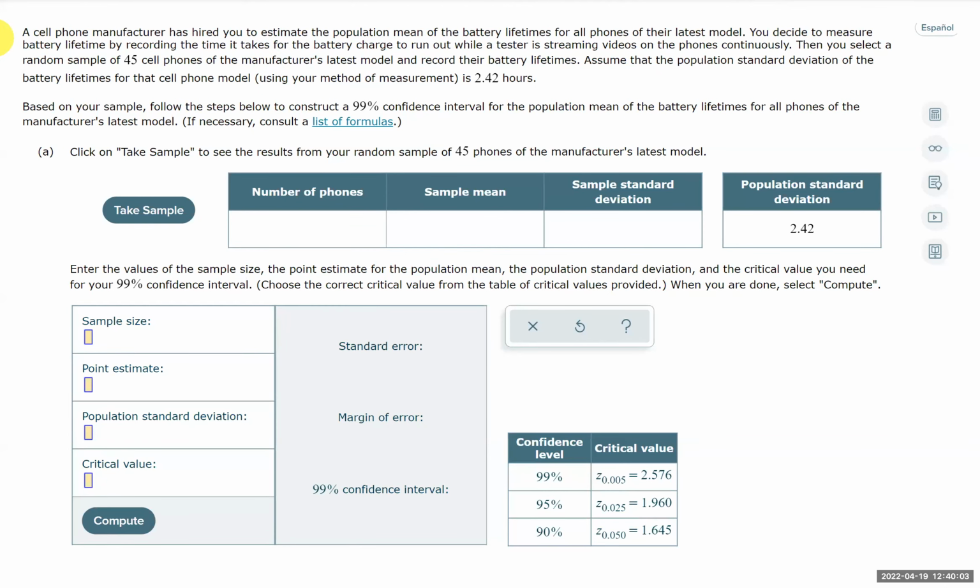So I'd like to do an ALEKS question that is a great summary of the process of finding a confidence interval and its purpose. This one says a cell phone manufacturer has hired you to estimate the population mean of the battery lifetimes for all phones of their latest model. All right, so we're trying to estimate the mean for all of their phones.